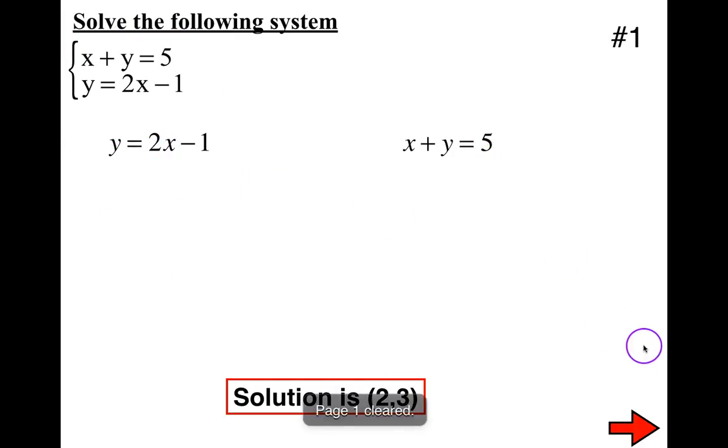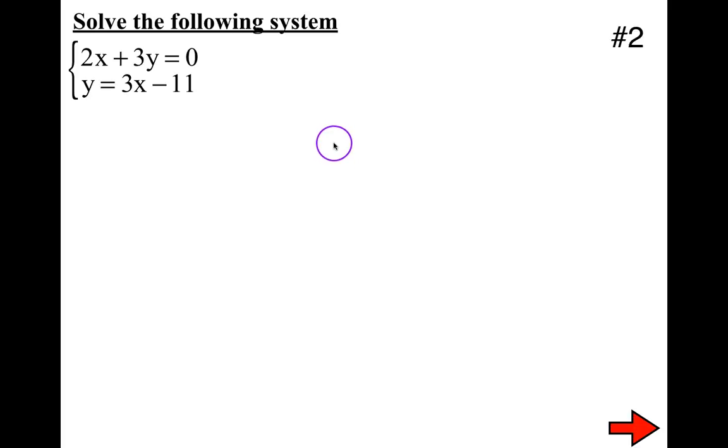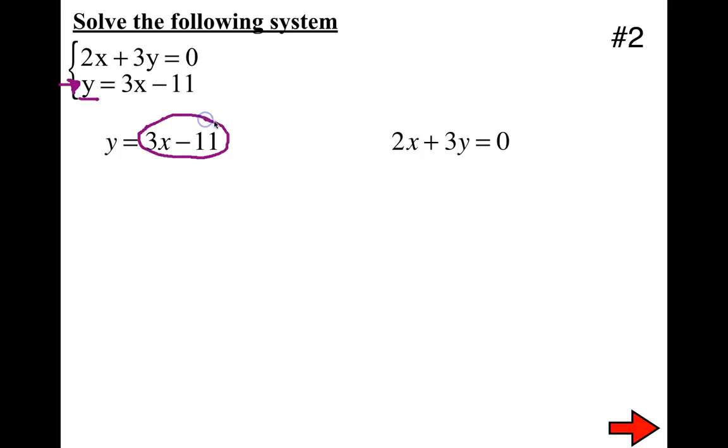Okay, now moving on. Let's take a look at another example. Here, again, we're going to look for an equation that has a variable that's already solved for. I'm going to go with this one. Why? Because I already solved for y. So I'm going to write that one first, and then write the next one right beside it. So here I know the value of y. The value of y is 3x minus 11. I'm going to take this value and substitute it in for, you guessed it, y.